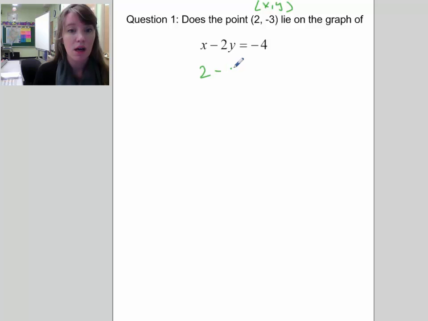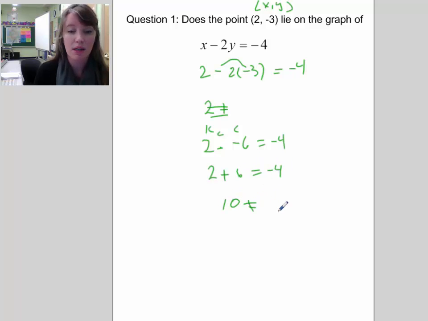2 minus 2 times negative 3 is equal to 4. We'd have 2 plus, this would end up being plus because you're going to have a negative 6 here. So here, we'll just write out 2 minus negative 6 is equal to 4. If I use KCC, it would be 2 plus 6 equals 4. And it is not true that 10 equals 4. Okay, whoops, that should be 8. That's still not true. So 8 is not equal to 4. So this is not a solution, right? So not a solution, therefore it does not lie on the graph.